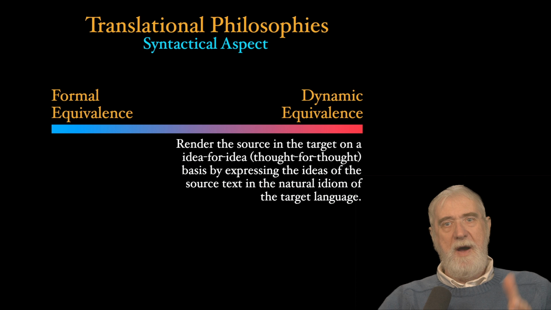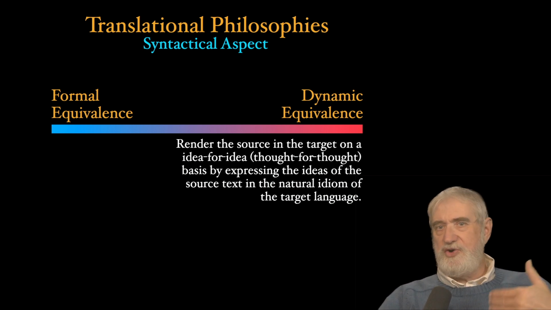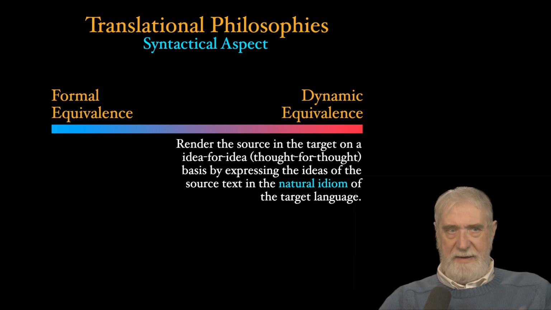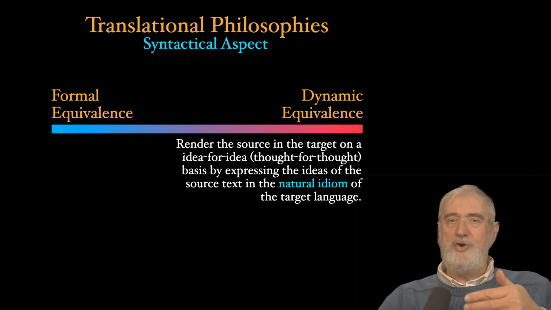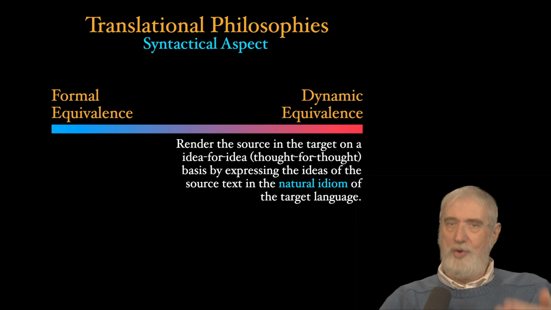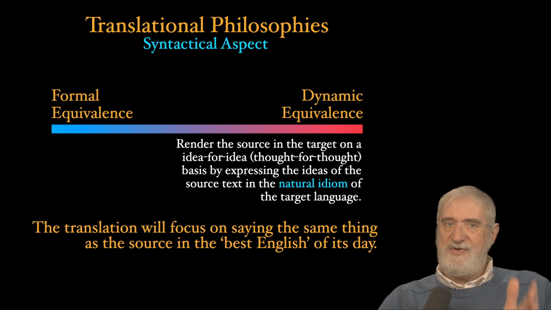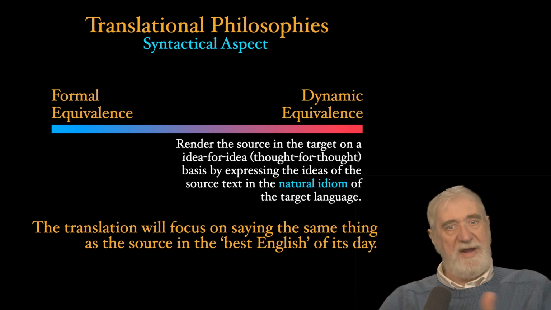And the key here, when you're producing a dynamic equivalence translation, is to try to render the language in what we might think of as the natural idiom of the target language. In other words, if you're translating into English, you would want the translation to be good contemporary English. This produces a translation that will focus on saying the same thing that the source language says in the best English of the day, assuming, of course, you're doing English translation.